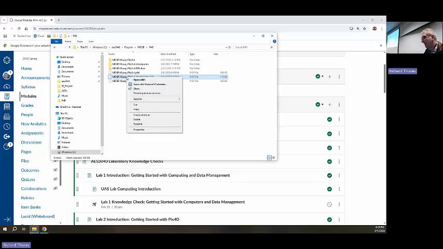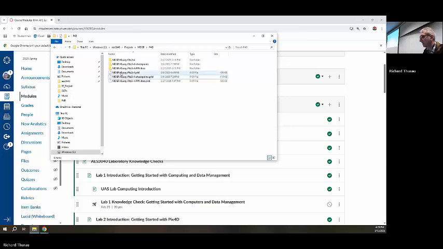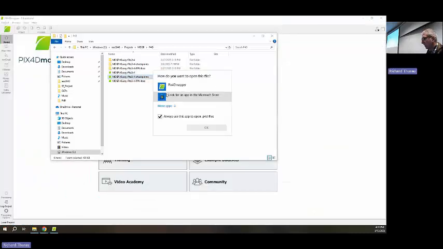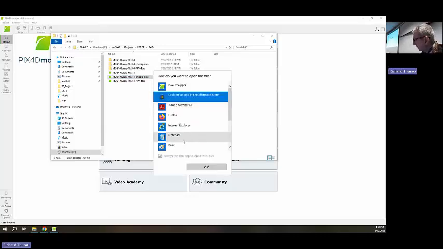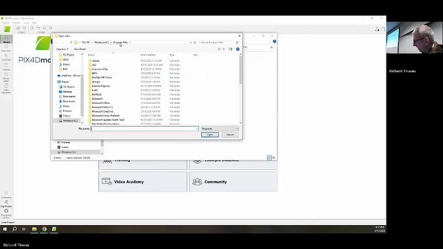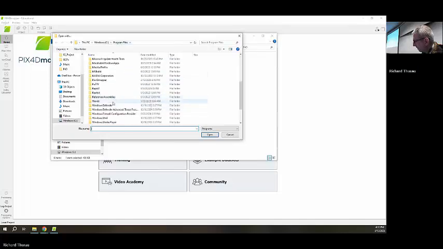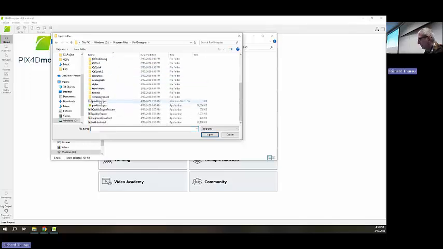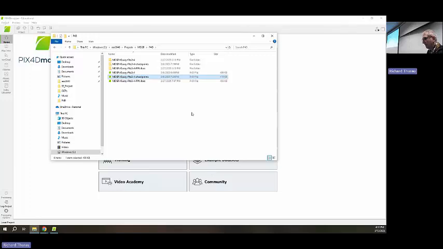And let's see. So right now, you see the .p4d is not associated with the file type. And then go to open with. Then you have to go to more apps. Oops, more apps. And then look for another app on this PC. And then in program files, go into Pix4D mapper and then down to the executable file. And now it sort of knows.